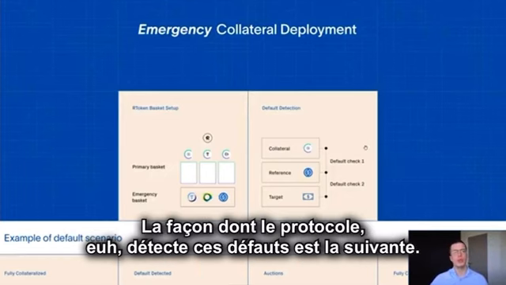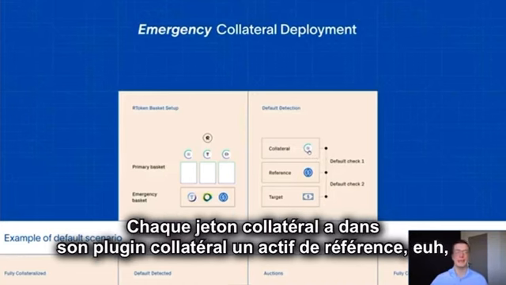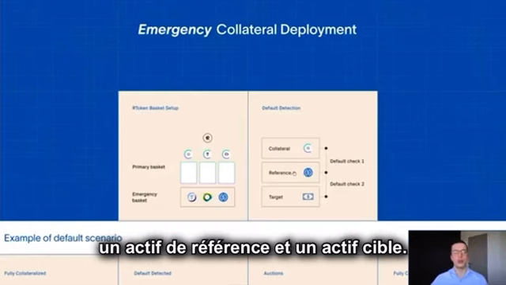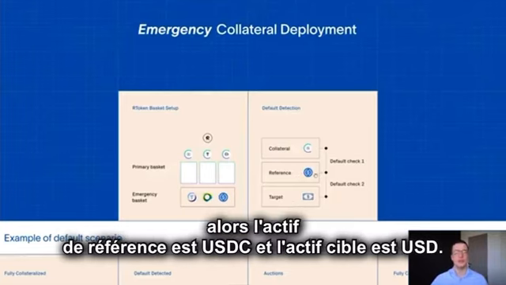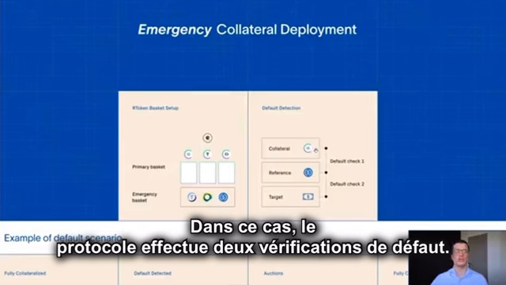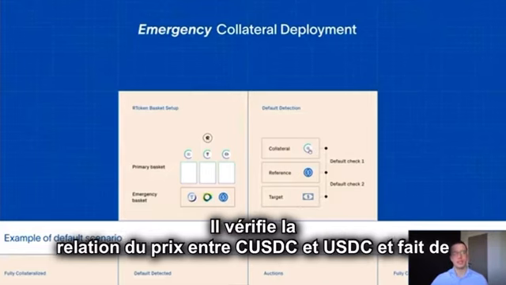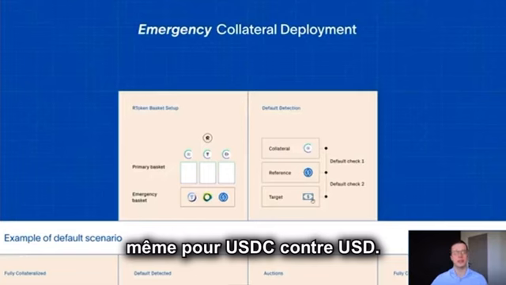The way the protocol detects these defaults is as follows. Each collateral token has, in its collateral plugin, a reference asset and a target asset. For example, if the collateral token is CUSDC, then the reference asset is USDC and the target asset is USD. In this case, the protocol does 2 default checks. It checks the relationship of the price between CUSDC and USDC, and it does the same for USDC against USD.